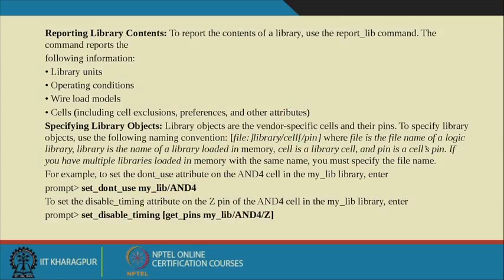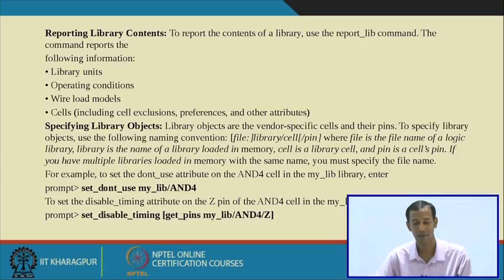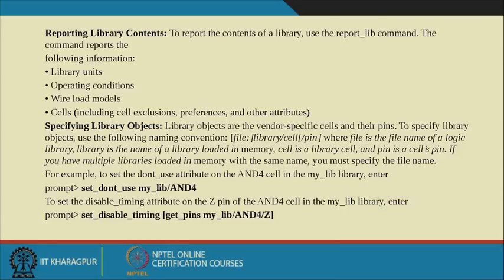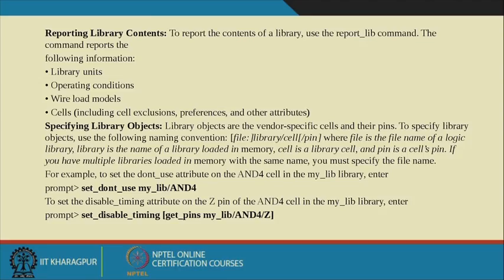Then next is specifying the library objects, that means what is there in the library. That can be done if you write the command set_dont_use mylib/and4. What does it mean? Suppose in your design there are some cells you don't want to use. At that time you can write this command, set_dont_use mylib/and4. If it is and2, you can mention it as and2.